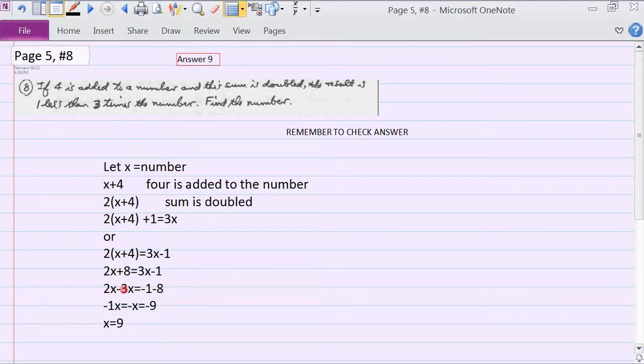So 2x minus 3x becomes minus x right here. And minus 1 minus 8 becomes minus 9. So minus x equals minus 9. We can multiply both sides of that by minus 1, and this is the same as saying that x equals 9.